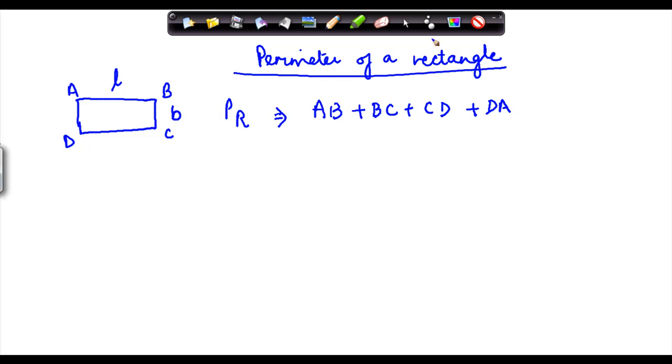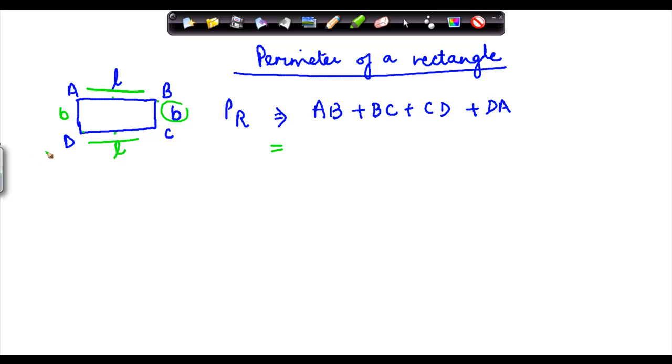Now, in a rectangle, the other thing that we know based on whatever we have learned in the chapter of mensuration is that the opposite sides of a rectangle, namely AB and DC, are equal, right? So if AB is equal to L, DC is going to be equal to L as well. And similarly, if BC is equal to B, then AD or DA, as we may call it, is also equal to B.